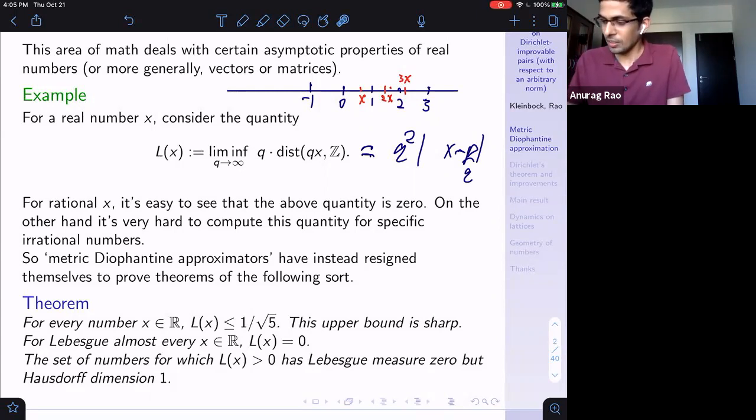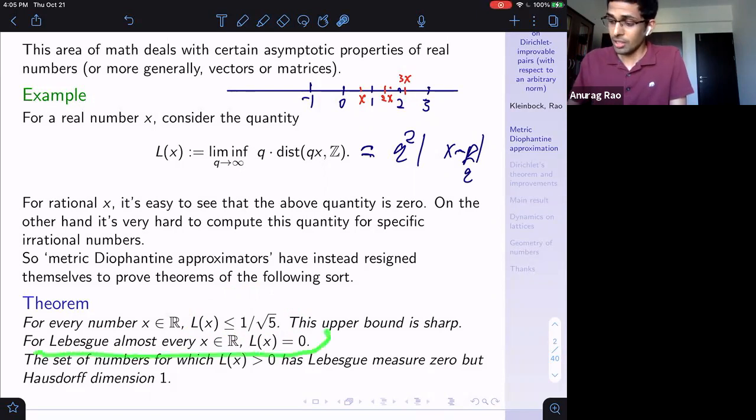So yeah. Let me state the theorem, and then I'll maybe give another hint of how to see that this is even finite. Okay. So we can do more than finite. In fact, for every real number, L(x) is at most 1 over square root 5. The upper bound is sharp. There are real numbers for which this is exactly 1 over square root 5.